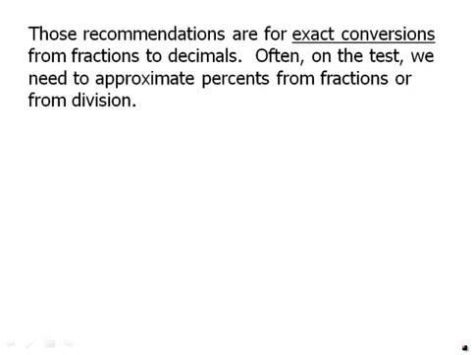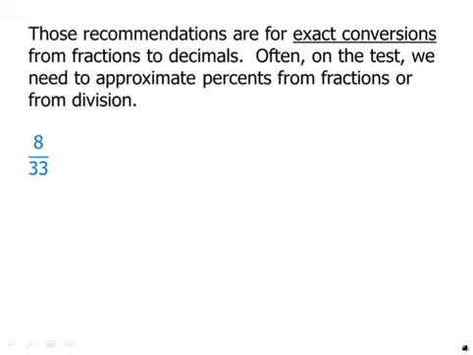Those recommendations are for exact conversions from fractions to decimals. Often on the test, we need to approximate percents from fractions or from division. So for example, 8 over 33. Suppose we multiply the numerator and the denominator by 3, then we'd get 24 over 99. Well, 24 over 99 is going to be slightly larger than 24 over 100. Of course, when we make the denominator larger, we make the fraction a little bit smaller. 24 over 100, of course, is 24%, so 8 over 33 is going to be slightly larger than 24%. That's a very good approximation.